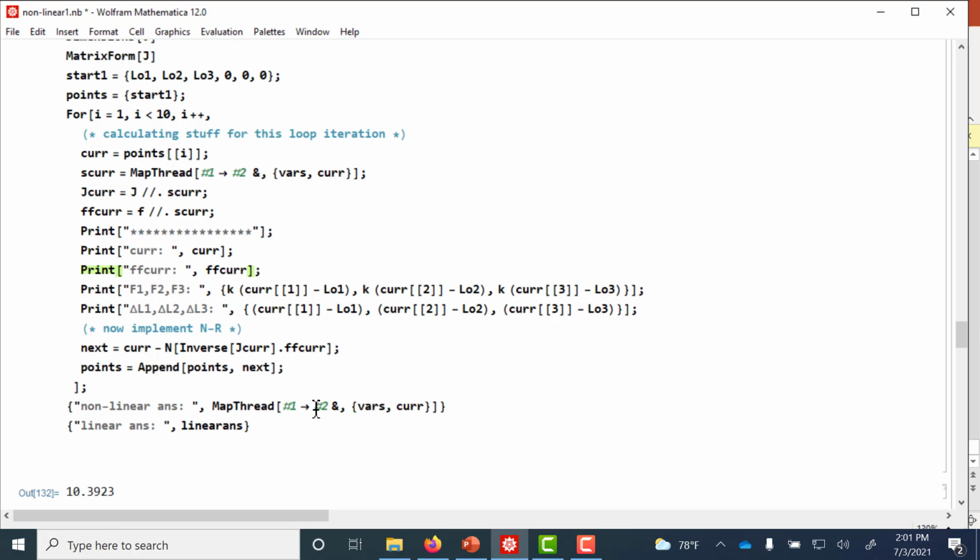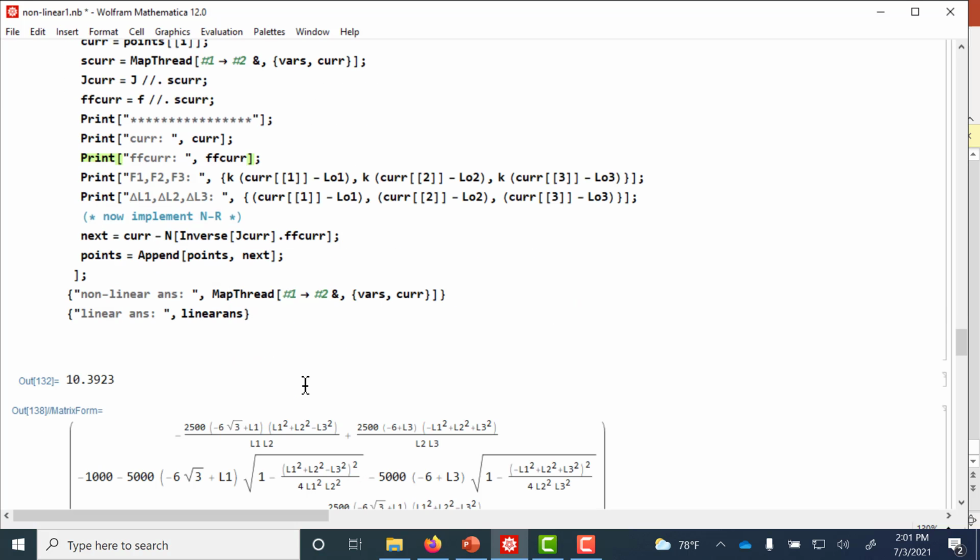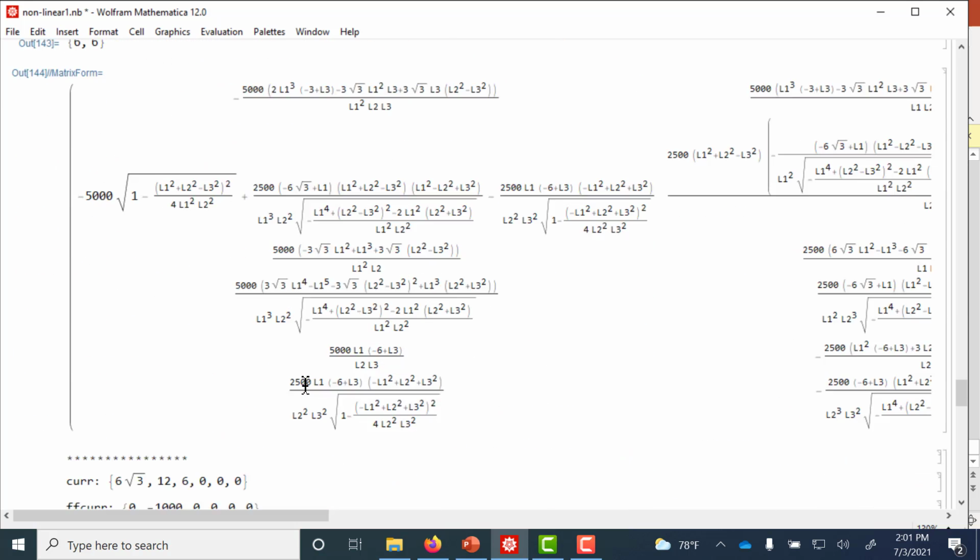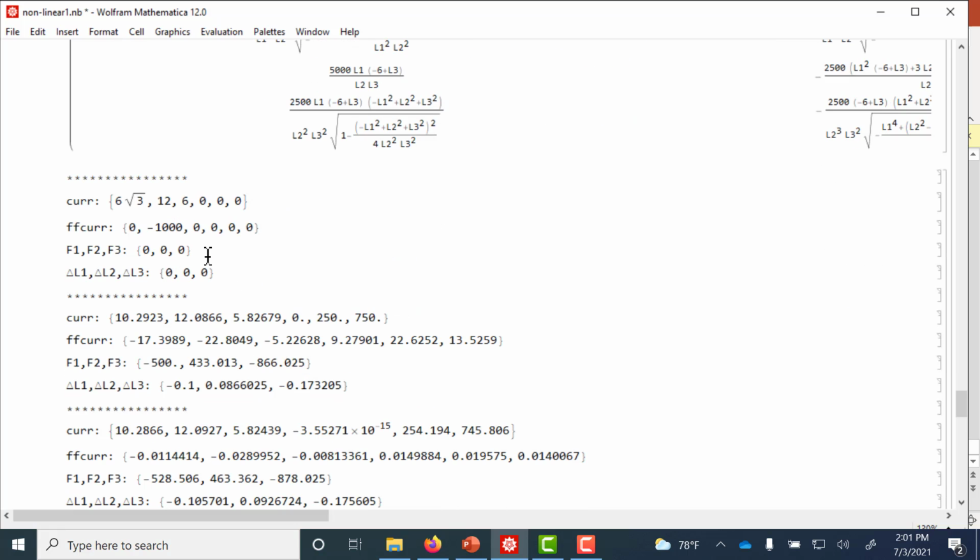And then I print out the answer in a nice way here so that I can compare with the linear. So let's see what we get. I don't know, we went about 10 times. So again, we start at that unloaded L2 of 12. I know that. And my L3 is 6, and then I have 6 times the square root of 3. So that's what I start out with.